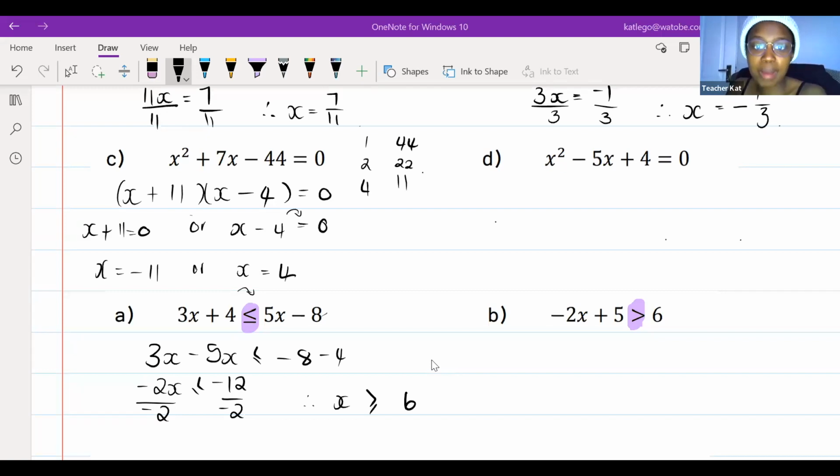Okay, guys, remember when you divide by a negative when you're doing inequalities, your sign changes. So if it was a less than sign, your crocodile faces the other way. So if it was that way, it goes the other way. If it was that way, it goes the other way.